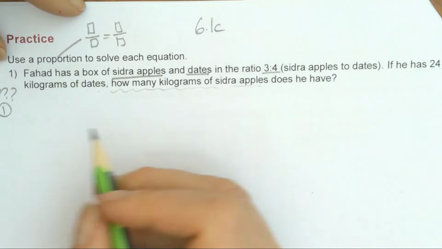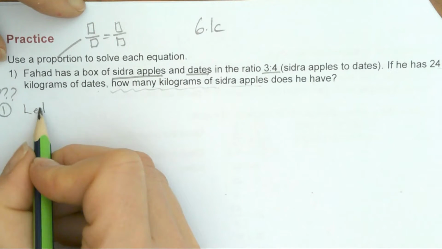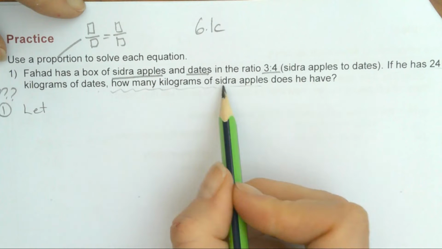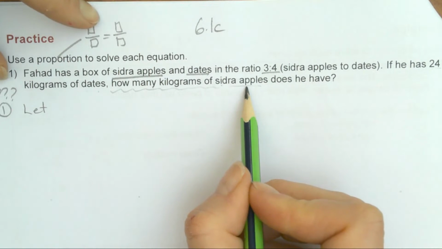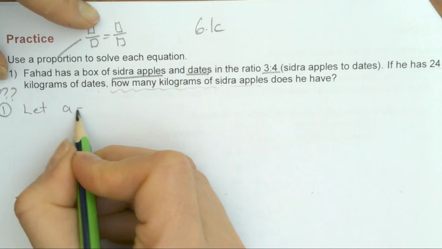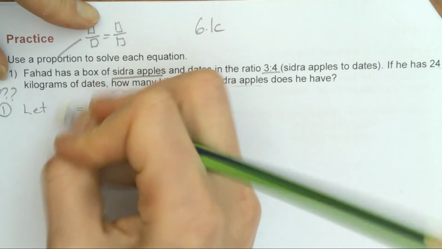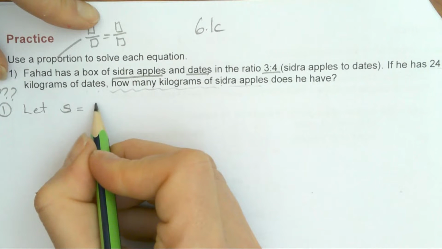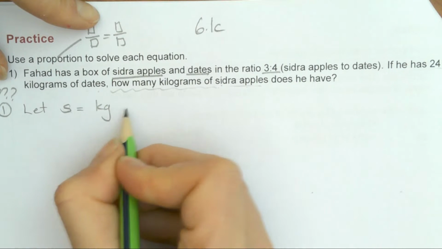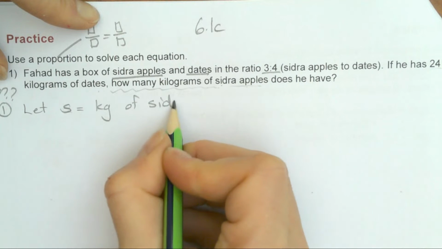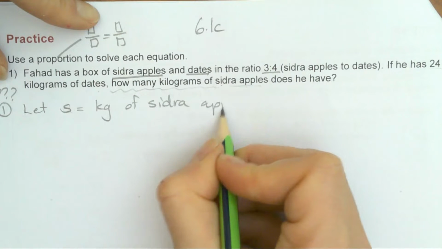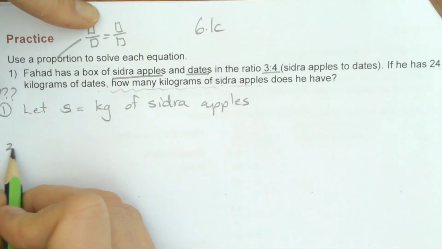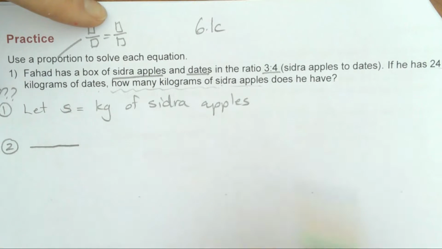So we need to pick a letter, a variable, that represents this. We can pick K for kilograms, S for Sidra, A for apples. Let's pick S for Sidra. Okay. So S is going to represent kilograms of Sidra apples. Because we need to find out how many kilograms he has. That's step 1.